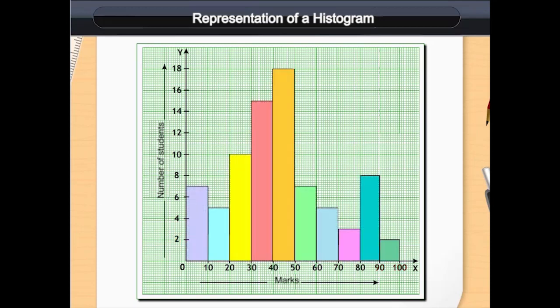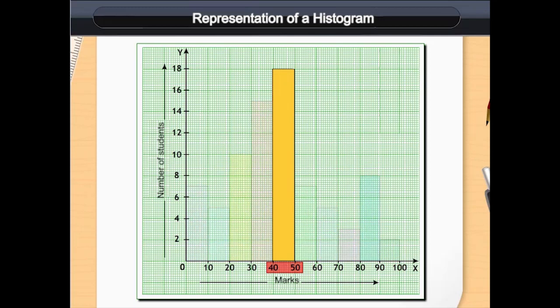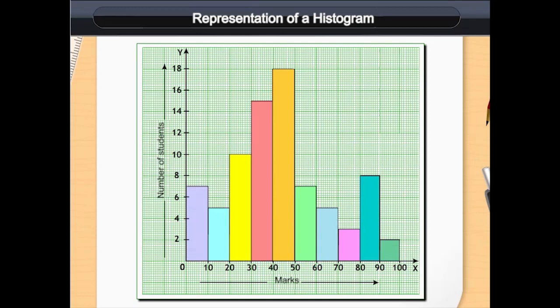Now, the next question is, in which class interval there are maximum students? To answer this, look for the highest bar, which is between 40 and 50. Therefore, we can say that maximum number of students fall in the group obtaining marks between 40 and 50.